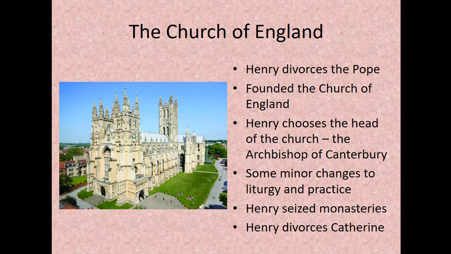Henry decides that he's going to divorce the Pope. If the Pope won't grant his divorce, he's just going to divorce himself from the Pope. And in doing so, he founds the Church of England. He says that the churches in England no longer will recognize the Pope, and in fact, they're going to have their own Pope. This leader of the new Church of England is going to be the Archbishop of Canterbury. He will be the Pope for the Church of England. And that's kind of true, right? The Archbishop of Canterbury just kind of fills this role.